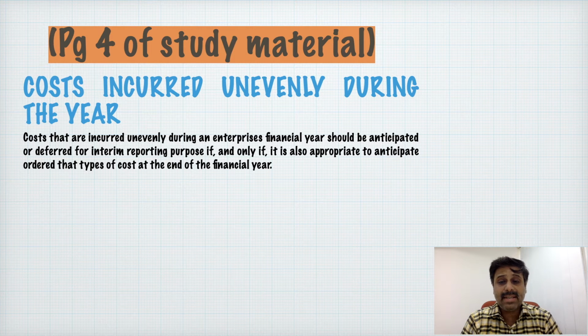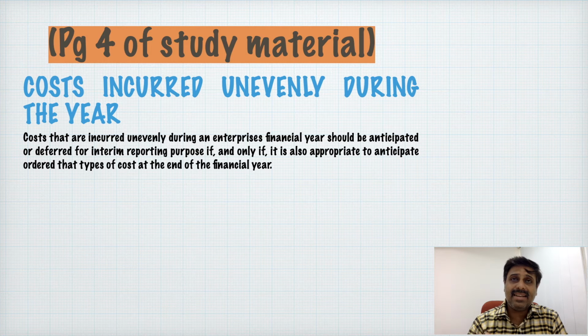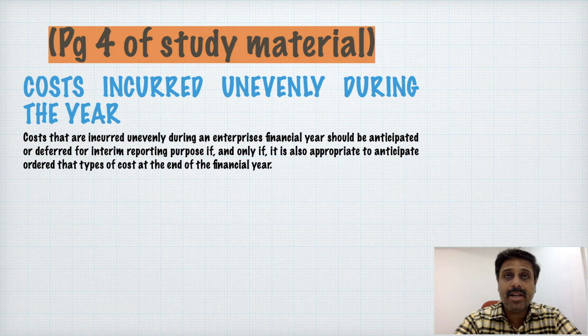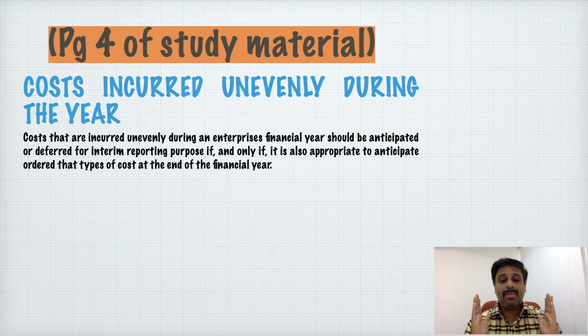See, many costs are incurred unevenly during the year. For example, donations. Salaries and interest expense are incurred evenly during the year; every month the amount remains the same. But donations you make sometimes in quarter 2, sometimes in quarter 3, sometimes you may not make a donation. So what will you do with such expenses which are incurred unevenly during the year? You just remember the discrete approach.